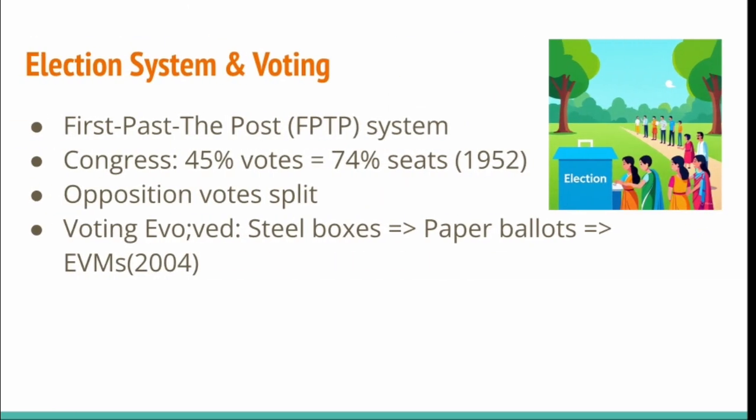Election system and voting. India uses the first past the post system. That means whoever gets the most votes in a seat wins, even without a majority. This helped the Congress. In 1952, it got only 45% votes but 74% seats because the opposition votes were split among many parties. Voting methods also changed over time, from steel ballot boxes in 1952 to paper ballots later, and finally EVMs by 2004.